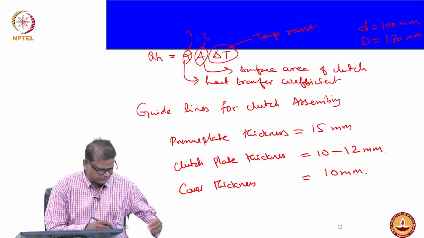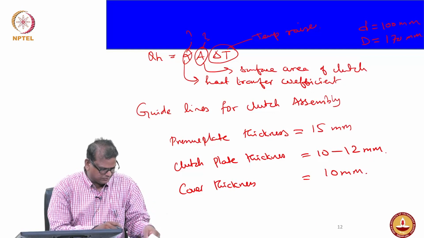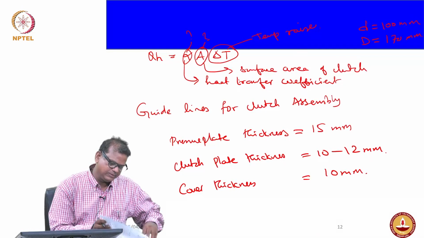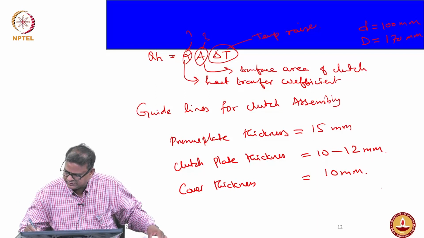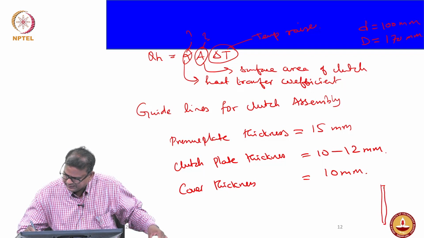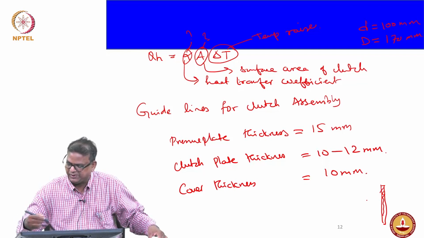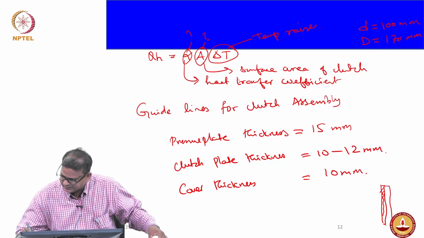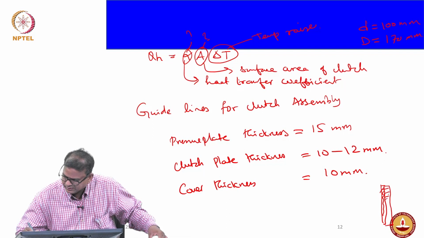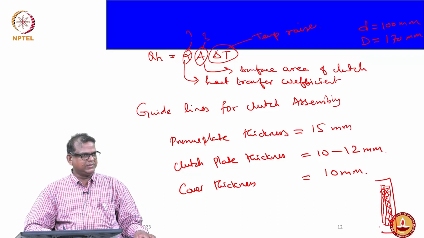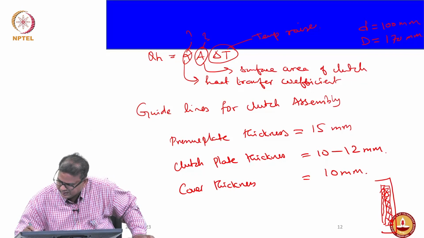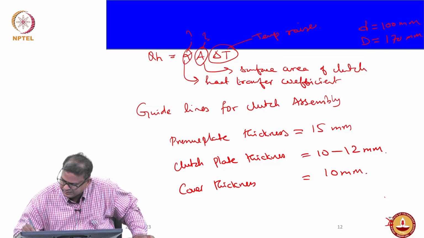Perhaps I can draw a small diagram so that you will be able to see what exactly you want to do. Assuming this is your friction plate, this entire thing will be attached with your pressure plate. You will have one more pressure plate. This is your pressure plate. Then you will have one assembly cover. In fact, I should do it the proper way.